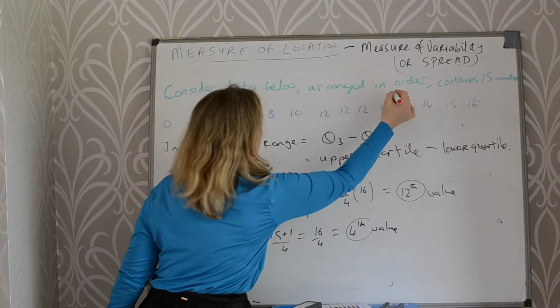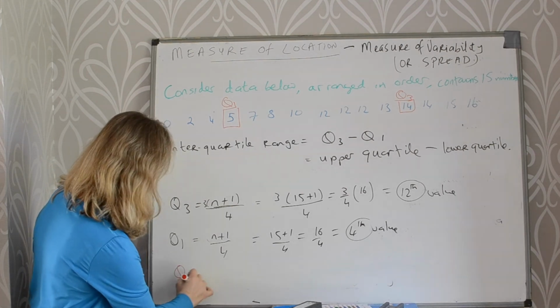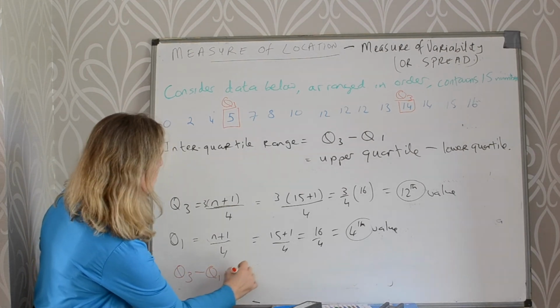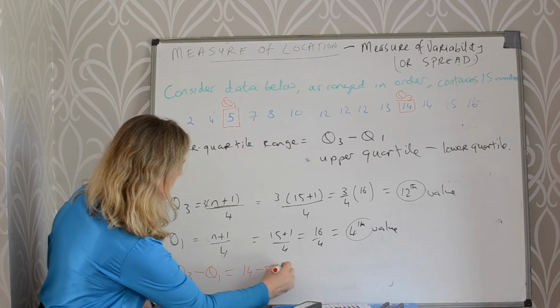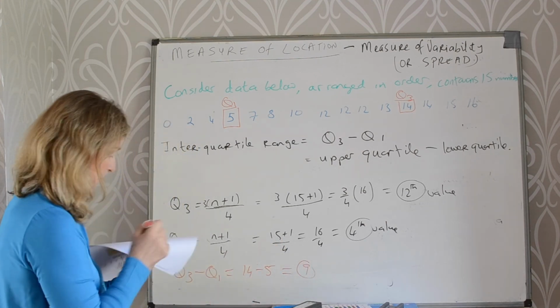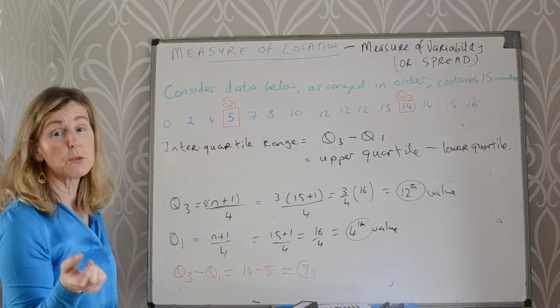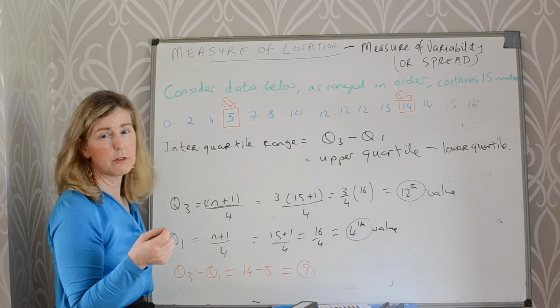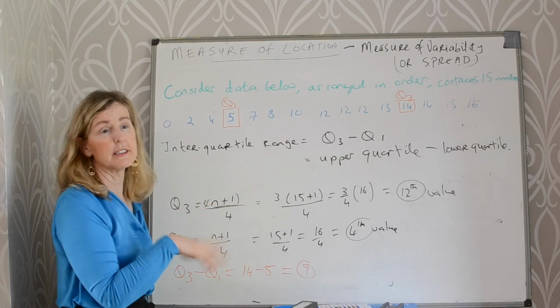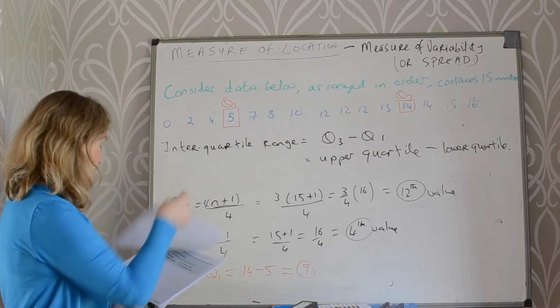So that's our Q3. Our interquartile range is Q3 minus Q1, which is 14 take 5, and our interquartile range ends up being 9. Is that okay for everybody? That's very important. Now there are a number of different ways of working out the interquartile range, but I find this easiest and foolproof. It constantly works. Very easy for you. Is that okay?